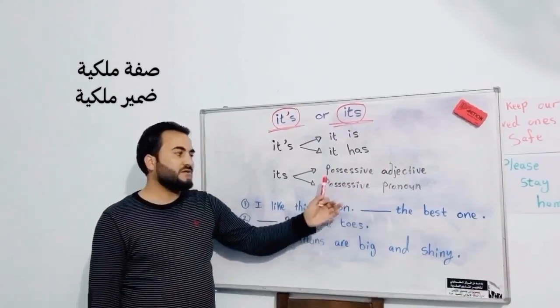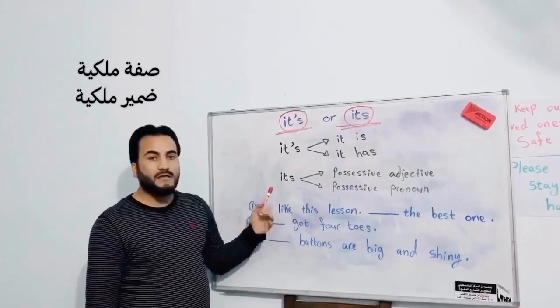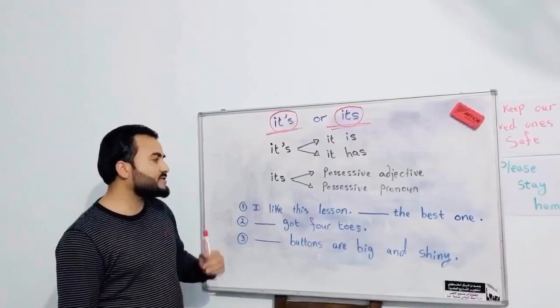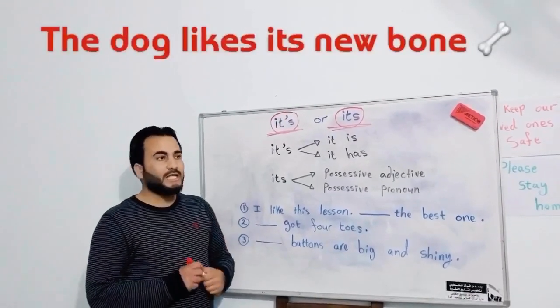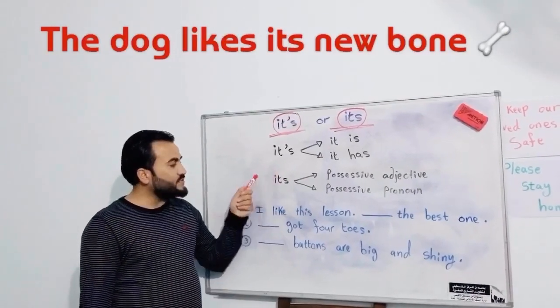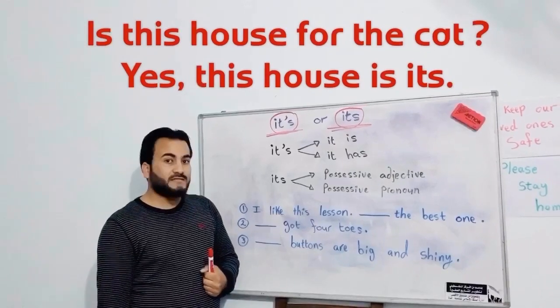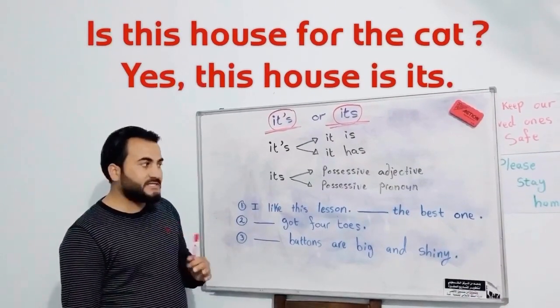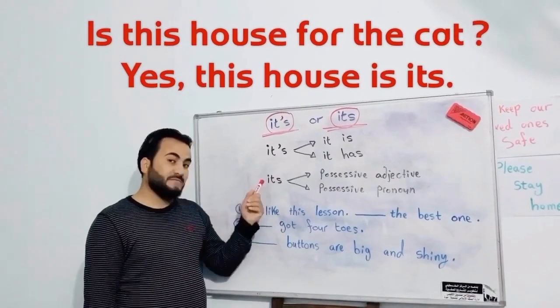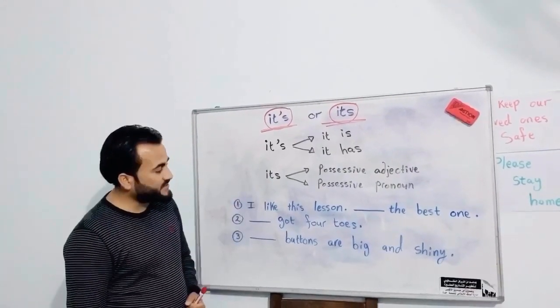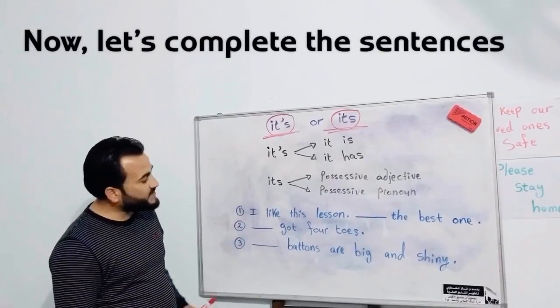That means we are talking about something that belongs to something. Yes, for example, the dog likes its new bone. Is this house for the cat? Yes, this house is its. I mean, a cat, okay? Very nice. Okay, I have here 3 sentences.